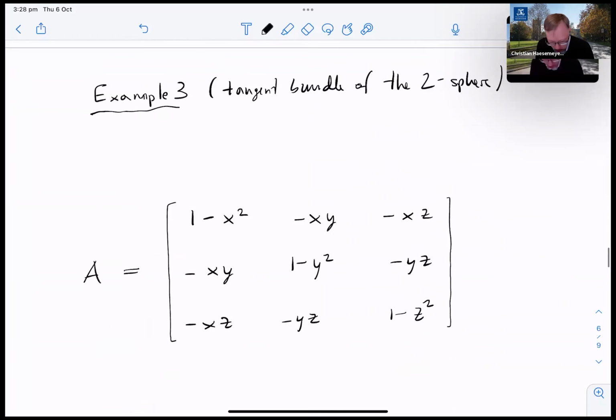Okay, and now we're going to do one more example. Now this example is again a topological one, a geometric one, but it's subtly different from the first two examples in another way, which I will explain. So I'm claiming that this example is related to the tangent bundle of the two sphere. So here the coefficients are continuous functions on the two sphere.